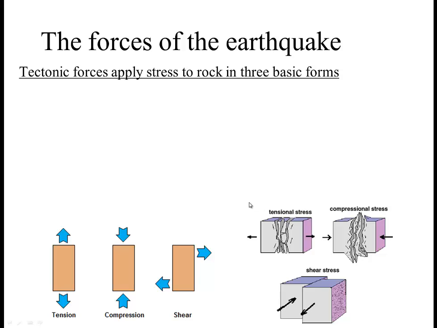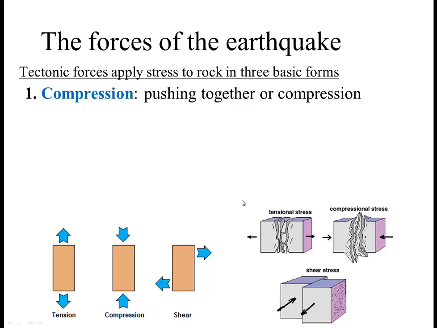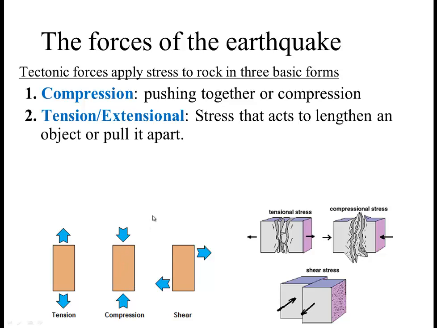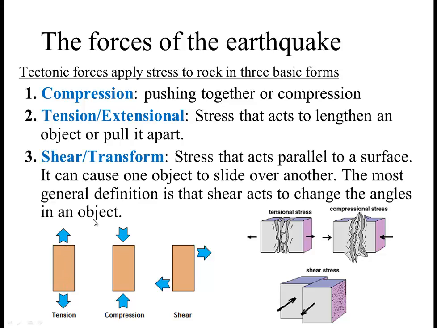Forces of an earthquake. Tectonic forces apply stress to the rock in three basic forms. We have what's called compression, where we take opposite sides and push them together. We have what's called tension or extension, where we pull the rock in opposite directions, away from each other. And then we have what's called shearing or transform, where we push in opposite directions side by side, like a pair of scissors or shears. It literally rips the rock apart.